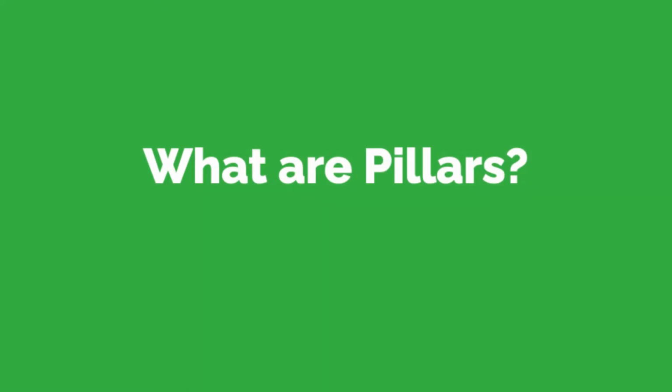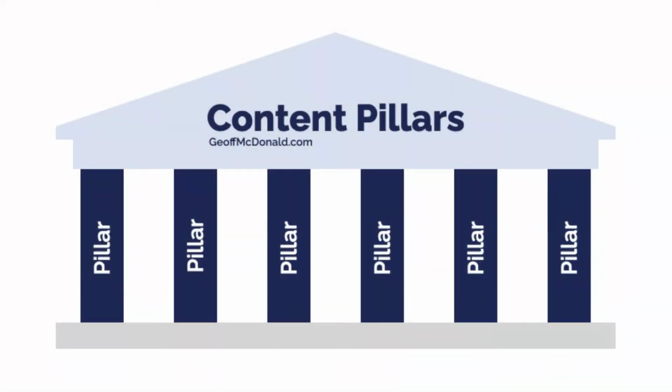What are pillars? I'm pleased to say that all my years of architectural training come to the fore because I can use the analogy of pillars or columns in architecture to talk about content pillars. A pillar is essentially a vertical support within a building. In a Greek temple, we classically have the plinth or the platform on the bottom, and we have the pillars or the columns holding up the triangular frieze at the top.